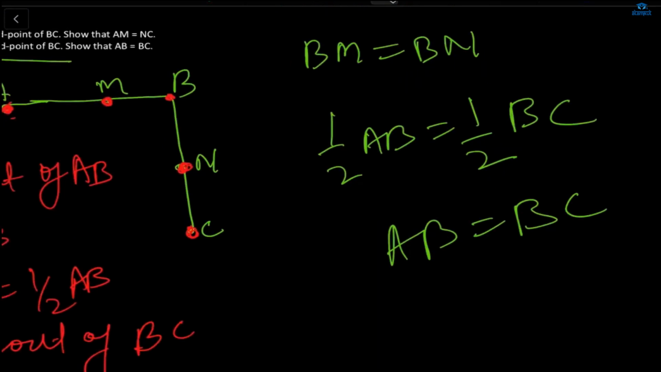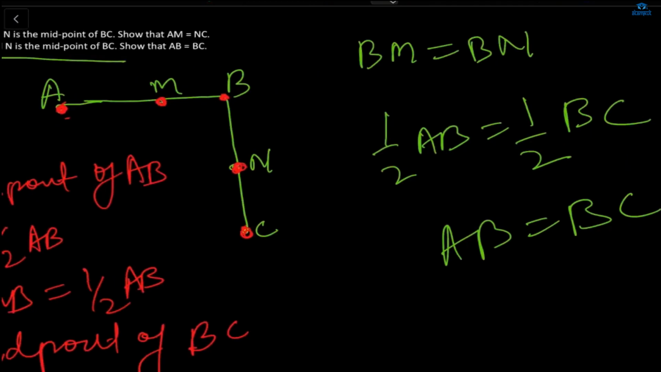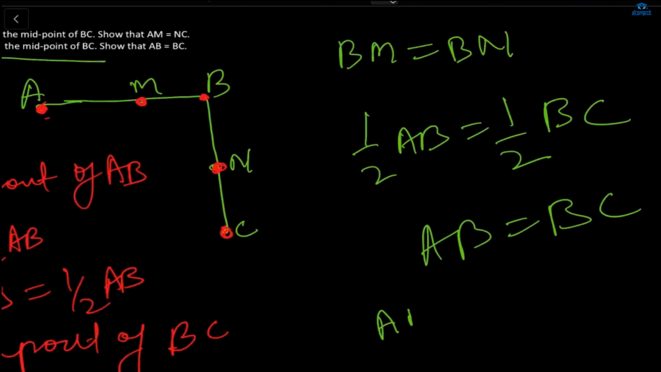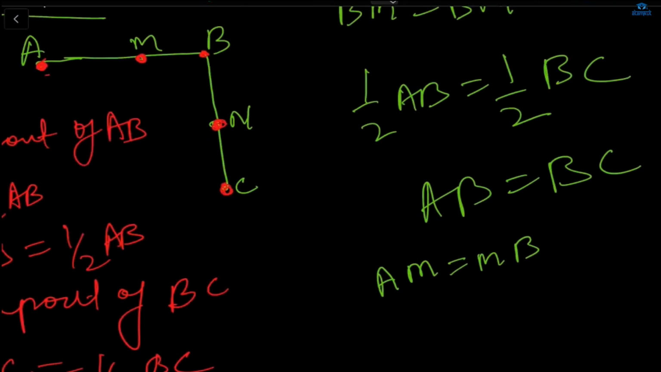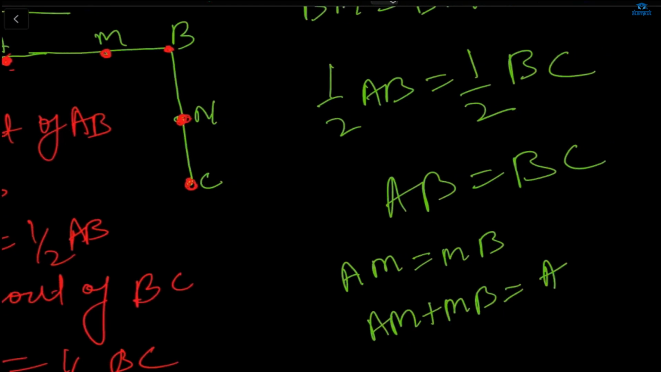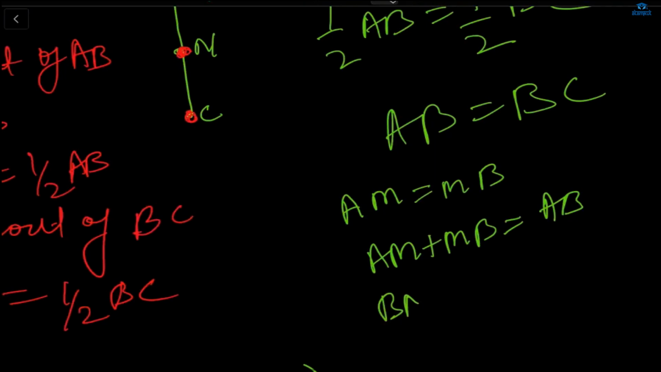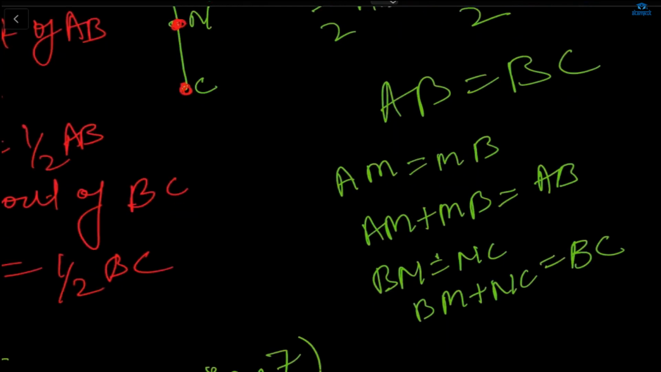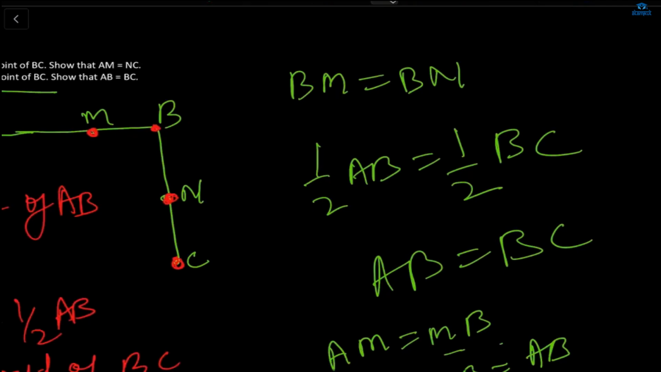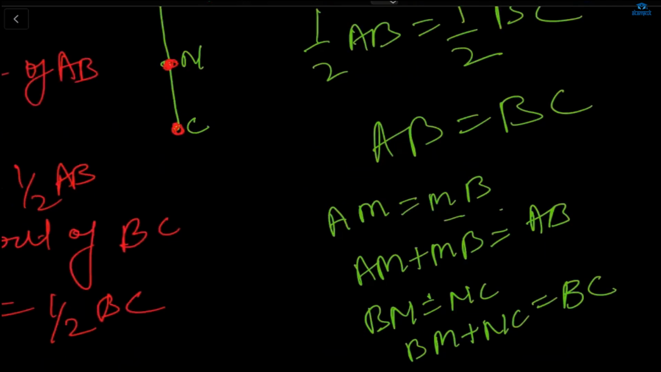In fact, if M is the midpoint, that way also you can prove it. So AM is equal to MB, so AM plus MB is equal to AB. Similarly, BN is equal to NC, so BN plus NC is equal to BC. And it is given that BM is equal to BN. So from this, the wholes will be equal.